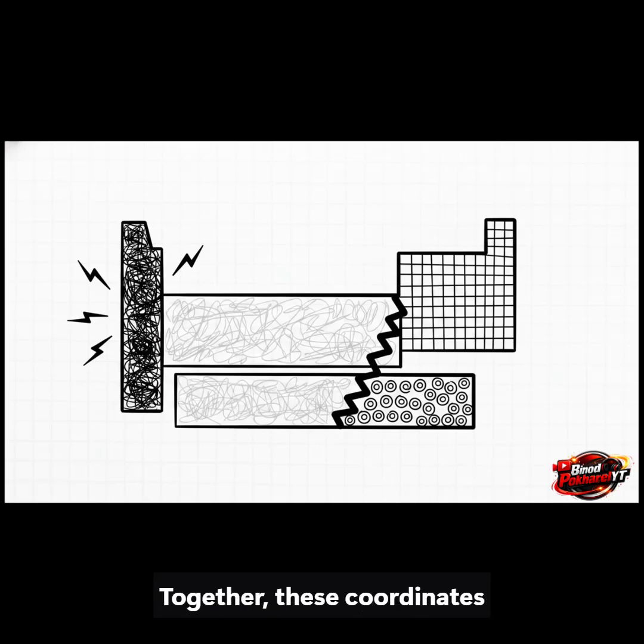Together, these coordinates create distinct, predictable neighborhoods on our map. Over on the far left, you have the metals. Group 1, the alkali metals, these things are soft, silvery, and so violently reactive, they'll literally explode if you throw them in water. You're never going to find them sitting pure in nature. Group 2, the alkaline earth metals, are also highly reactive.